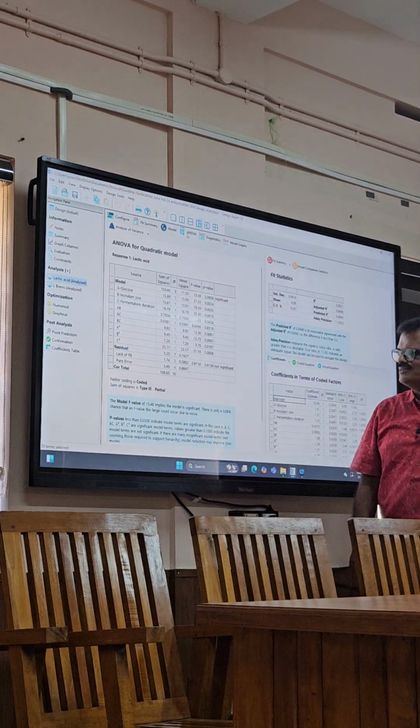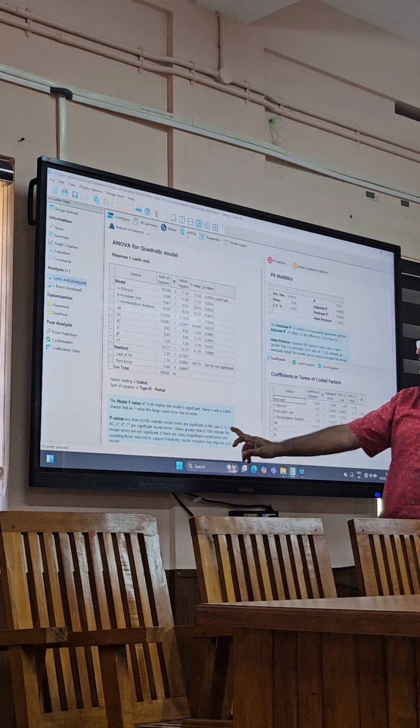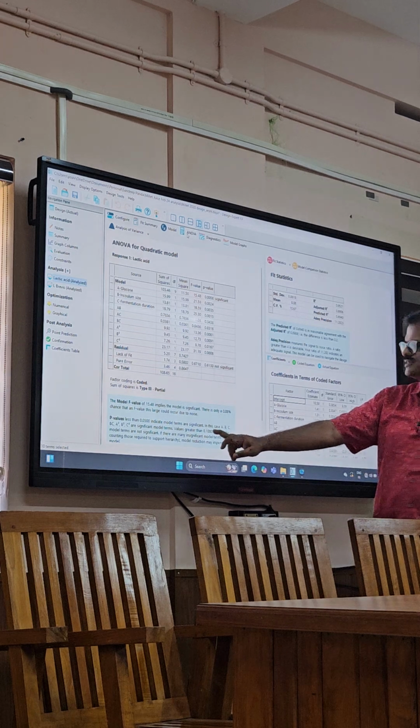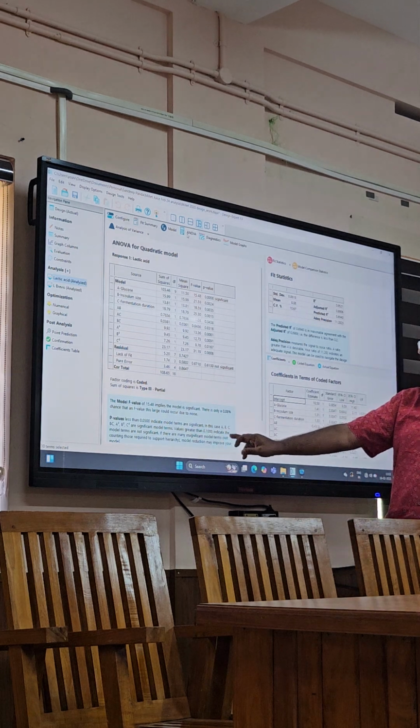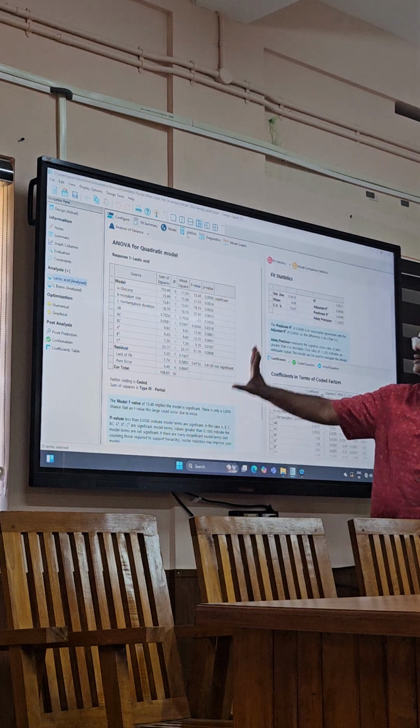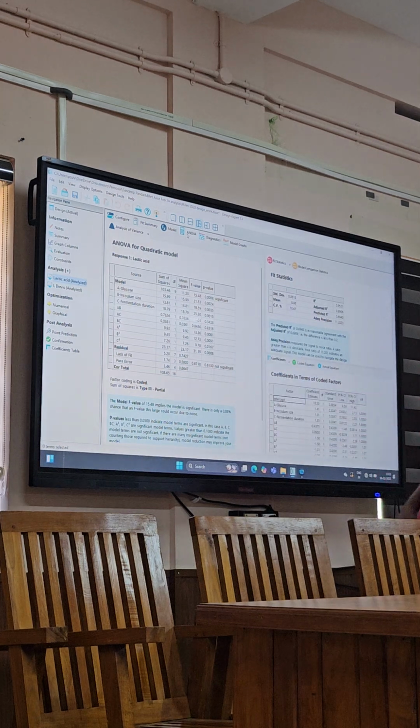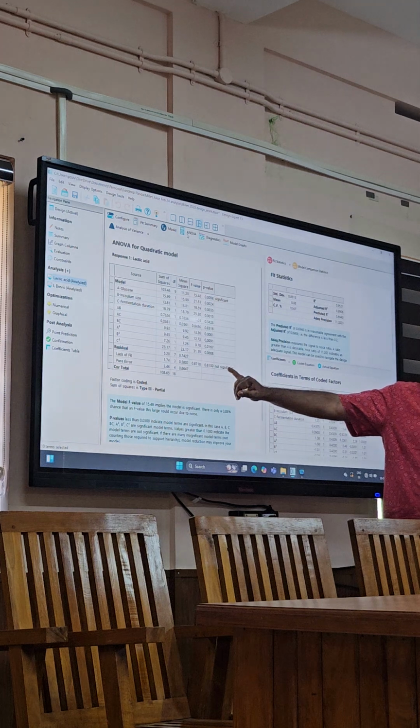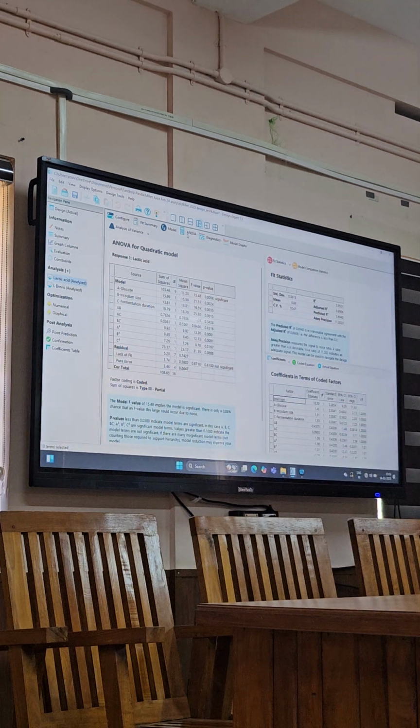Second thing: p-values less than 0.05 indicate model terms are significant. In this case A, B, C, B square are significant model terms. It gives guidance on how to interpret these values. But it will not tell you that lack of fit should be non-significant. If it is significant, it is a serious issue. So you have to check the values and again make it non-significant. Then you can come to this.